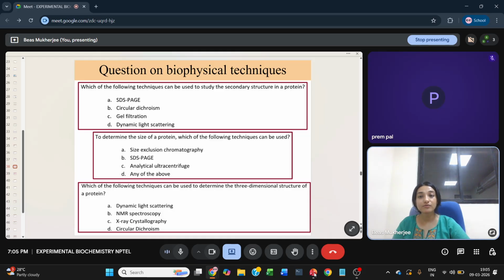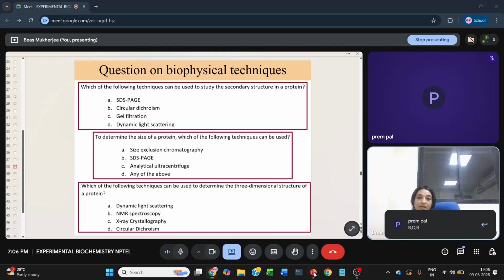Then we have which of the following techniques can be used to determine the size of a protein? Size exclusion chromatography, SDS page, analytical ultracentrifuge, and all of the above. So which of the following techniques can be used to determine the 3-dimensional structure of a protein? Dynamic light scattering, NMR spectroscopy, X-ray crystallography, and CD. Let's look at the right answer.